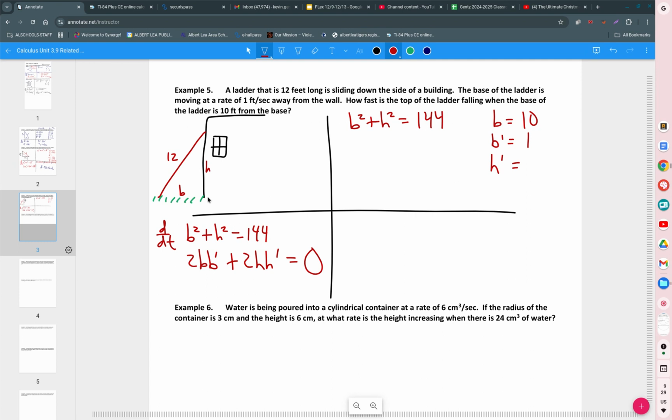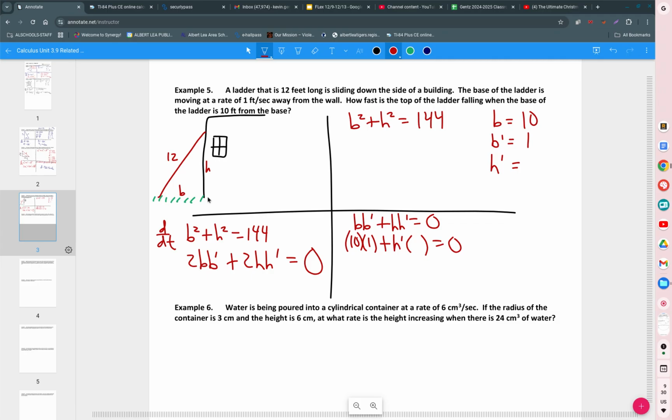I can divide through by 2, couldn't I? And so I end up with b b prime plus h h prime is equal to 0. I know what b is, it's 10. And I know what b prime is, it's 1. I'm trying to find h prime, but I don't know h, and I have to figure out h.